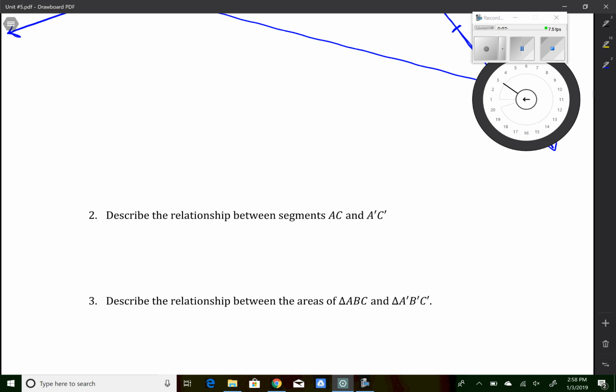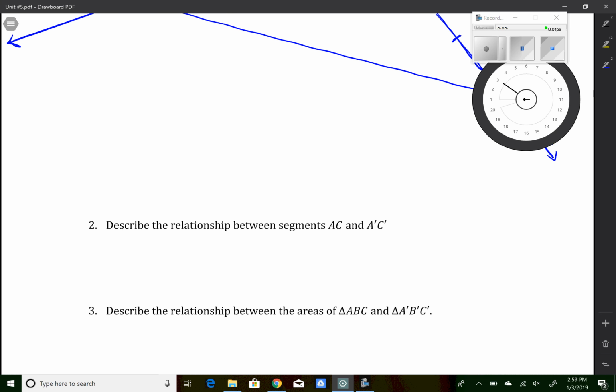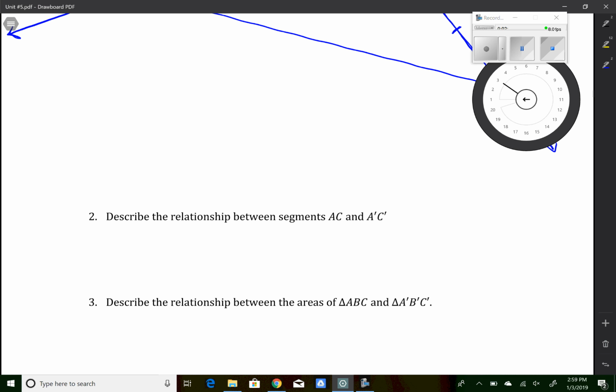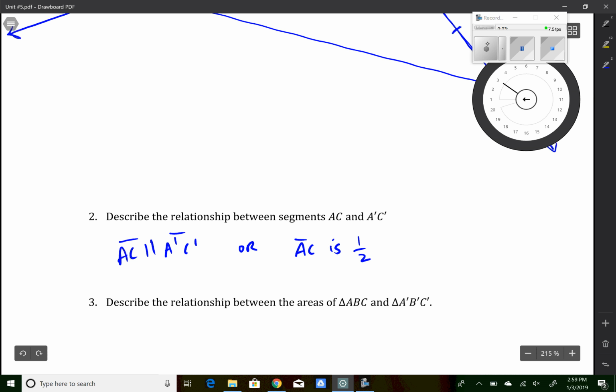So right below that says describe the relationship between the 2 segments. So there are 2 relationships here that you could say. I could say AC is parallel to A prime, C prime. Or I could say AC is one-third the length of A prime, C prime. I could even say A prime, C prime is triple the length of AC.